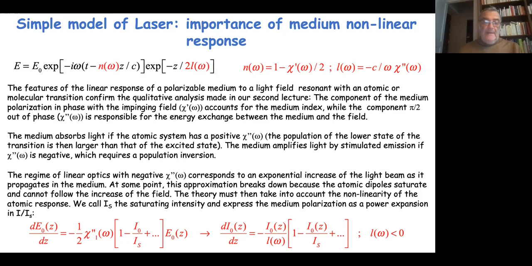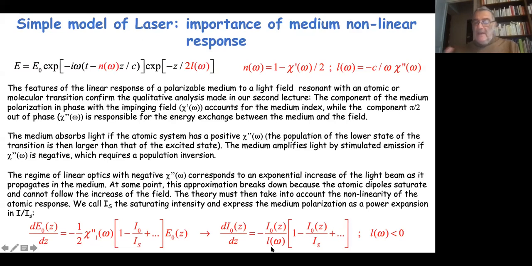And saturation effects means that the linear response will be moderated by a negative term, 1 minus I naught over I_S, where I_S is a typical saturation power. So when I naught is small compared to I_S, you have an exponential buildup. And when I naught becomes of the order of I_S, you have a saturation. And you can express this in terms of the intensity, the square of E, and you get this expression.